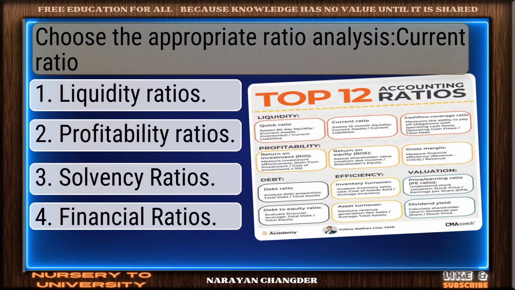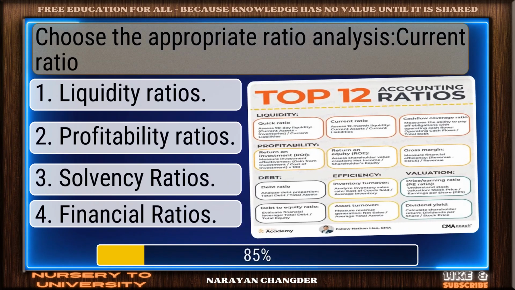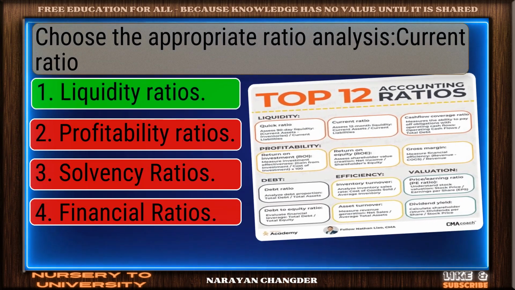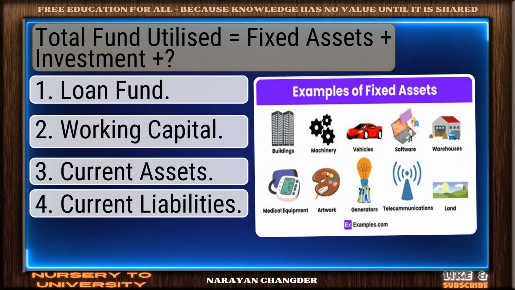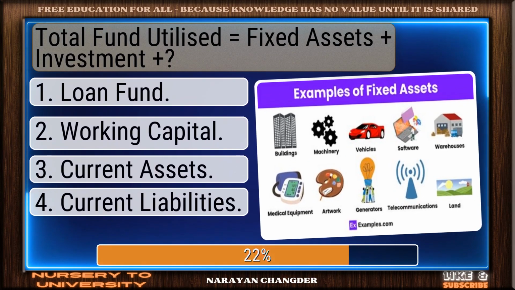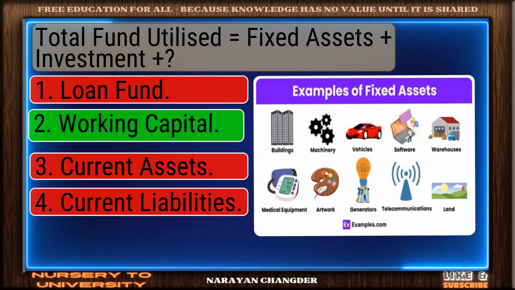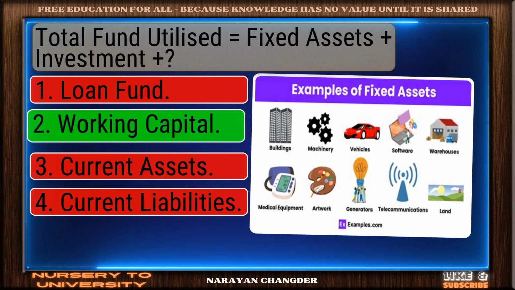Choose the appropriate ratio analysis, current ratio. Nicely done. Liquidity ratios is a solid answer. Total fund utilized equal to fixed assets plus investment plus. Great job. Working capital is the accurate answer.